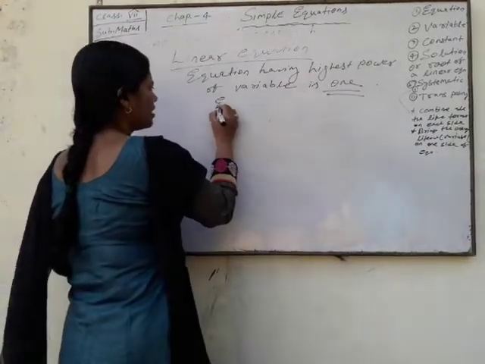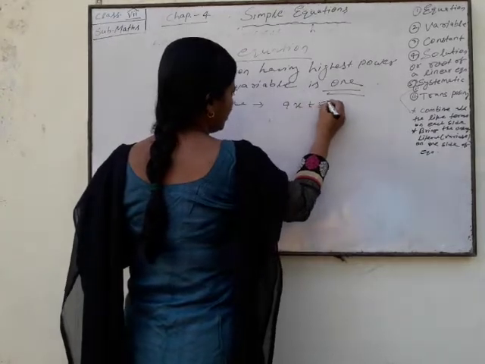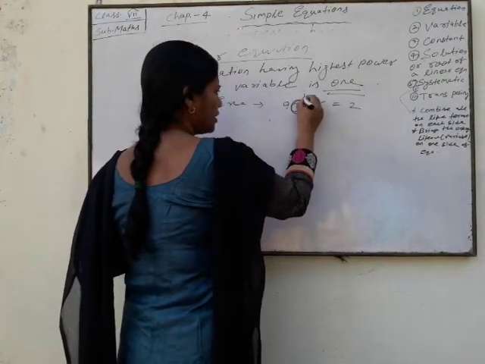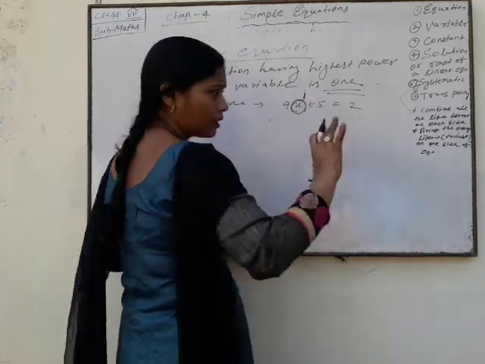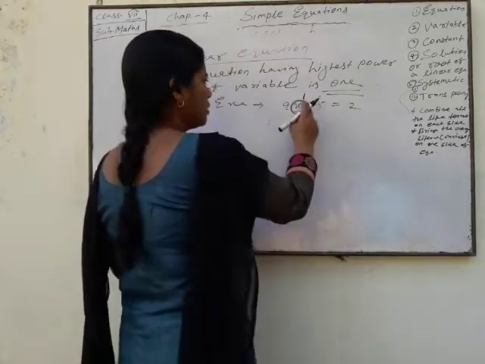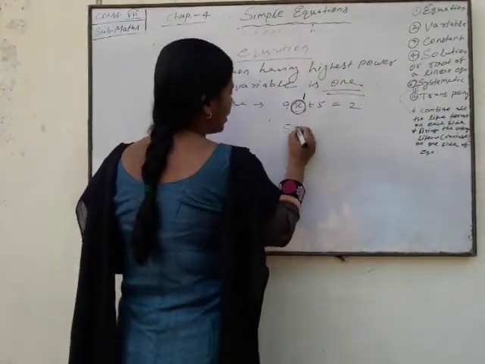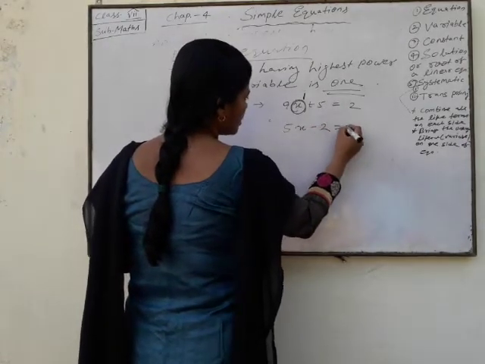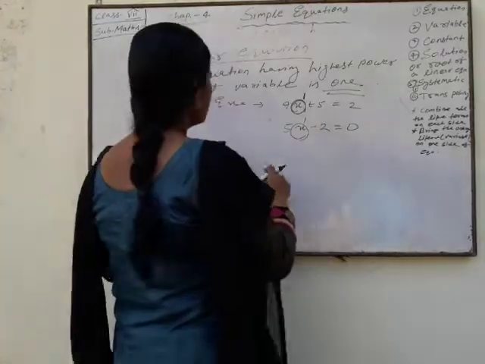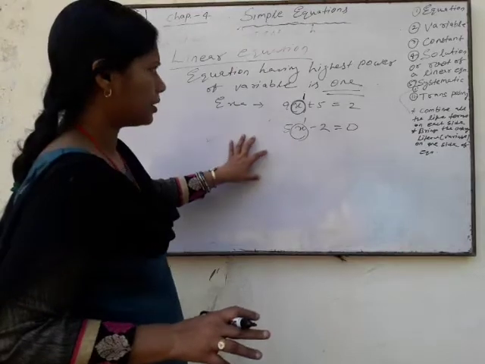Your examples are 9x + 5 = 2. This is your variable and its degree, the highest power, is 1, since no power is written. Suppose 5x - 2 = 0. This has power 1. So this is a linear equation.